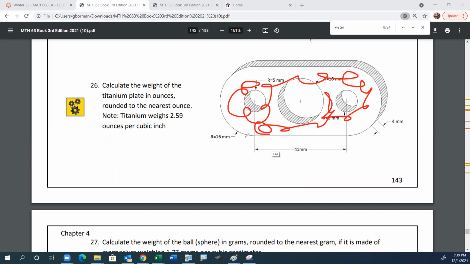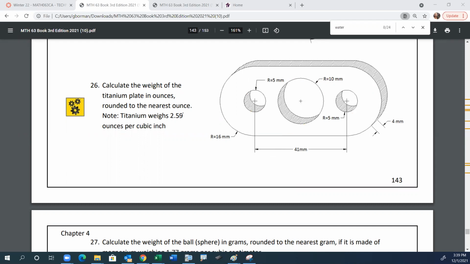But this isn't plate steel from the back. The plate steel in the back of the book doesn't cover this situation. Okay, that's no problem. But notice titanium weighs 2.59 ounces per cubic inch. So in order to use this number, you have to know the cubic inches. You have to know the volume. So let's go find the volume.